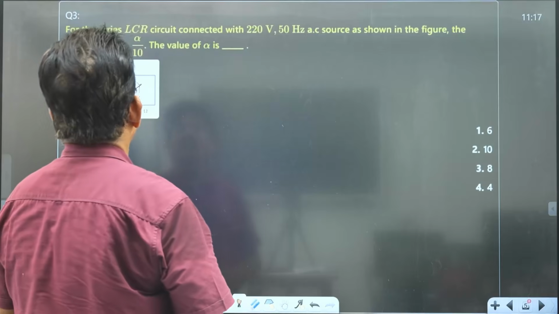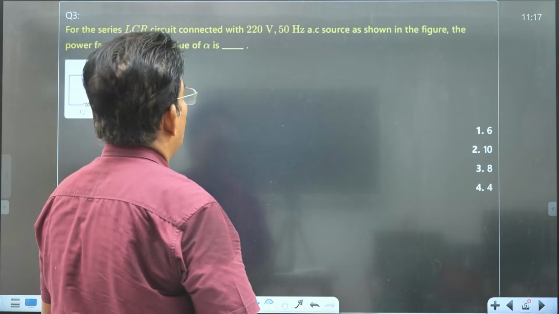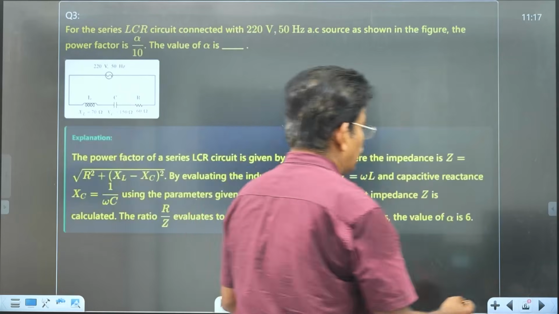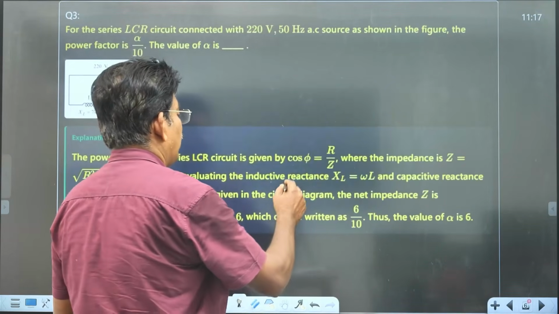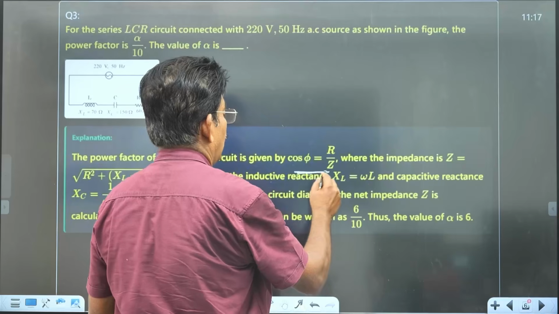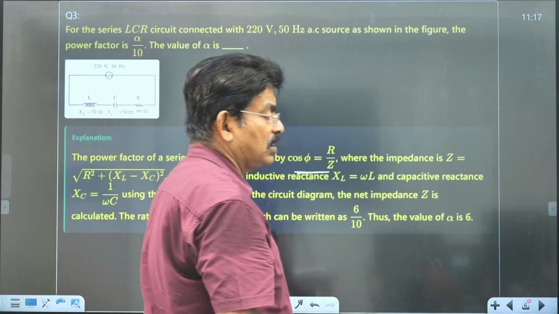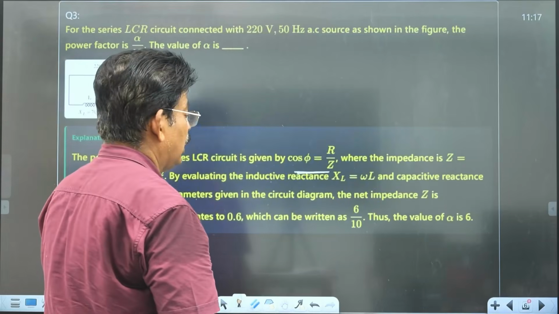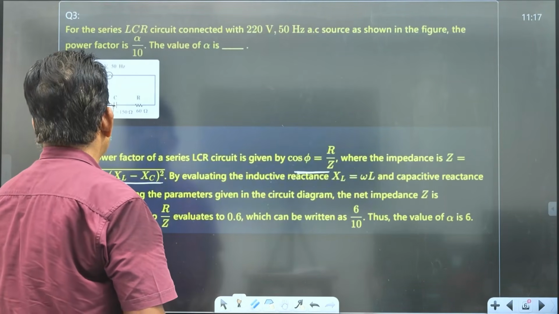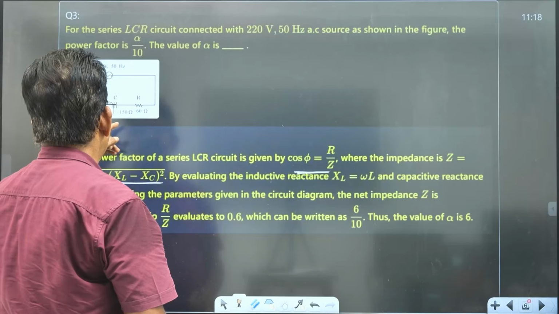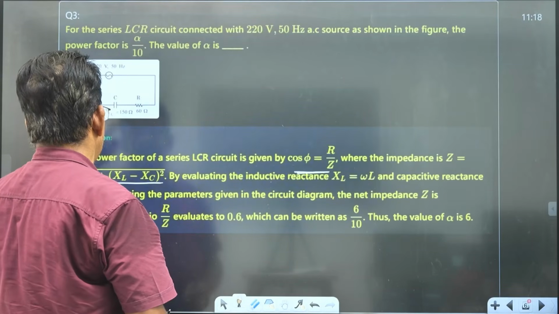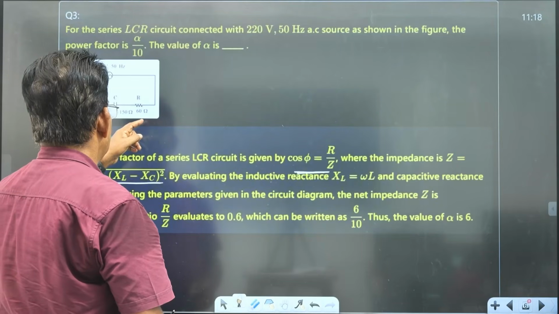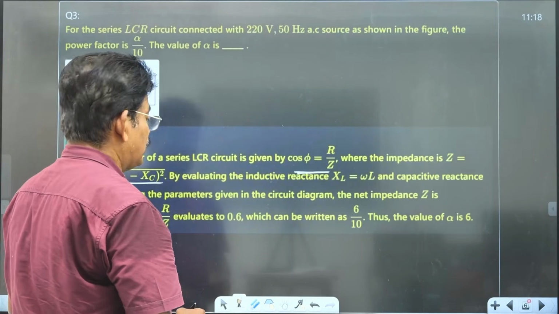Now, an LCR circuit is given. We have to calculate the power factor. Let us go to the explanation quickly. Power factor is given by R by Z. R is the resistance, Z is impedance, root of R squared plus XL minus XC whole squared. Very clearly given, isn't it? Tell me, XL minus XC, or XC minus XL, whatever it may be, is coming to be 80. Then R is 60, root of 80 squared plus 60 squared.